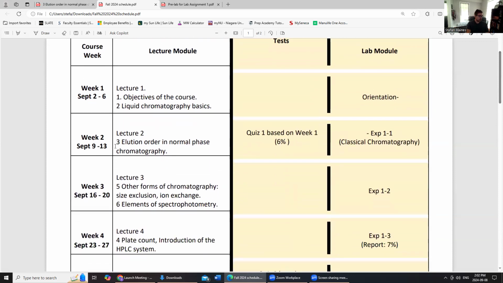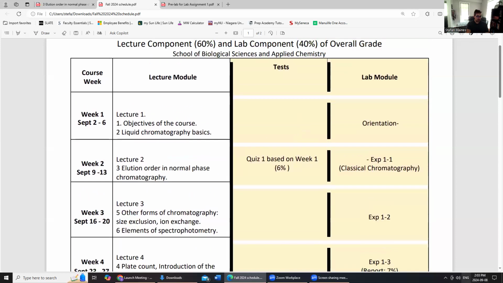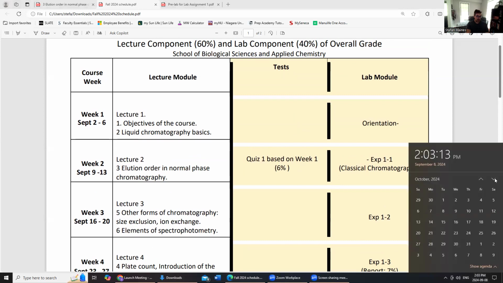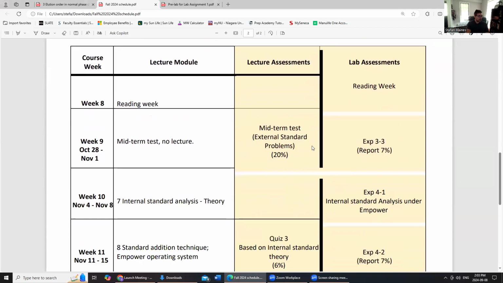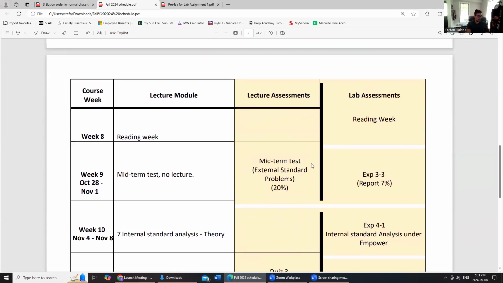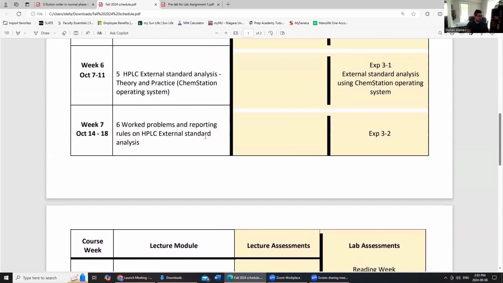All right. So if you notice, we're in week 2, September 9 to 13. We have elution order and normal phase chromatography, which is what we'll cover in the actual lecture. And you will have quiz 1 based on last week. I'm good to follow this quiz schedule, although the first actual test is going to be on the day after Thanksgiving, the 15th. So I'm not sure if the schedule matches. No, it doesn't. So it's going to be in week 7, October 14th to 18th that will be our test.